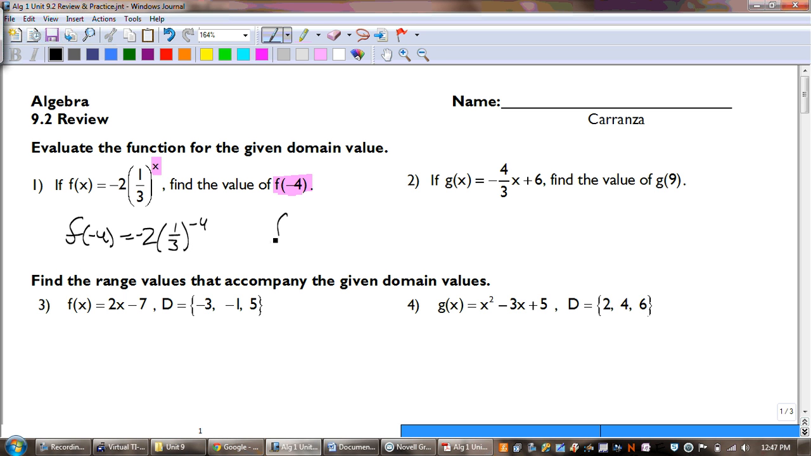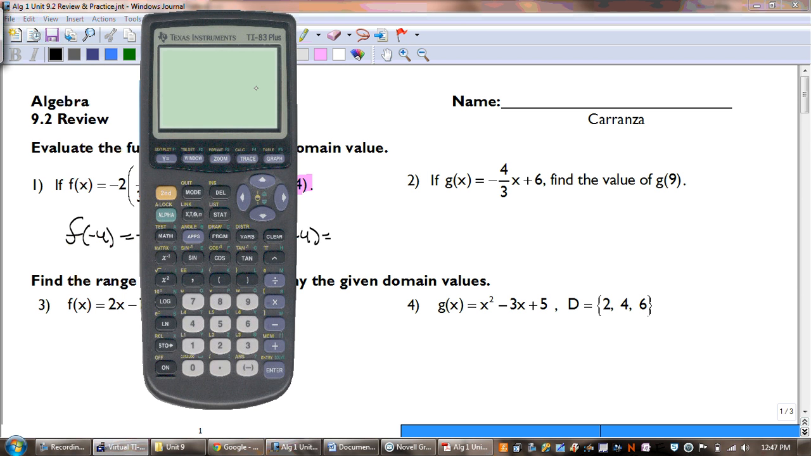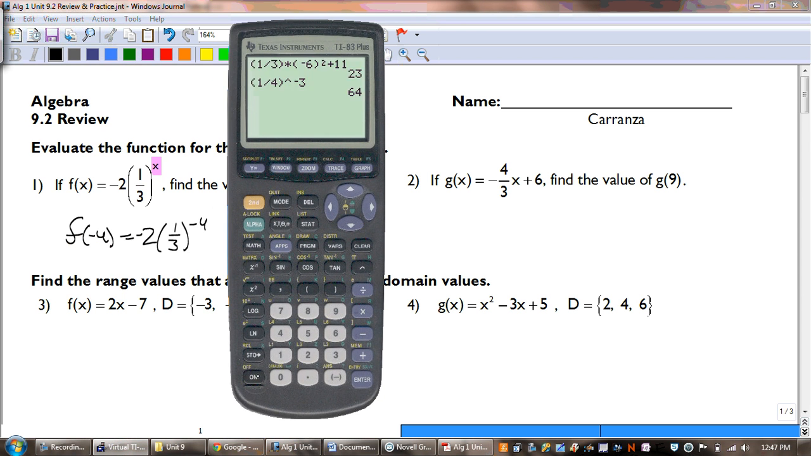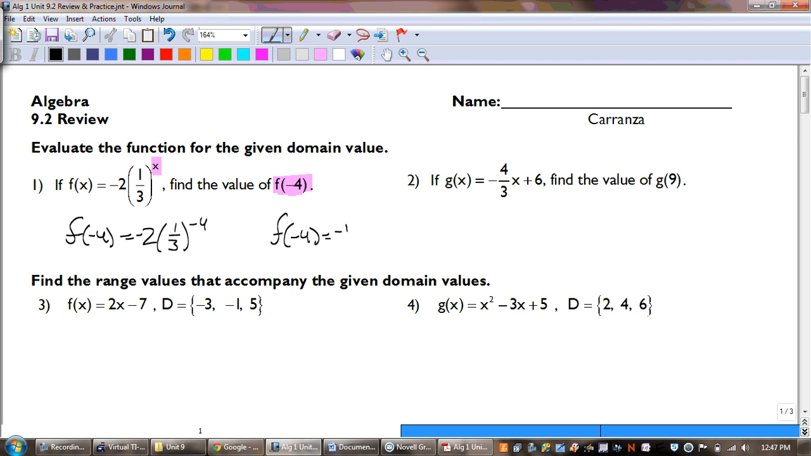So what do you guys get when you plug that into your calculators? If you need a little help, we can do it together. So we have -2 times 1/3 raised to the -4th power. And when you do that, you should get -162. Okay.